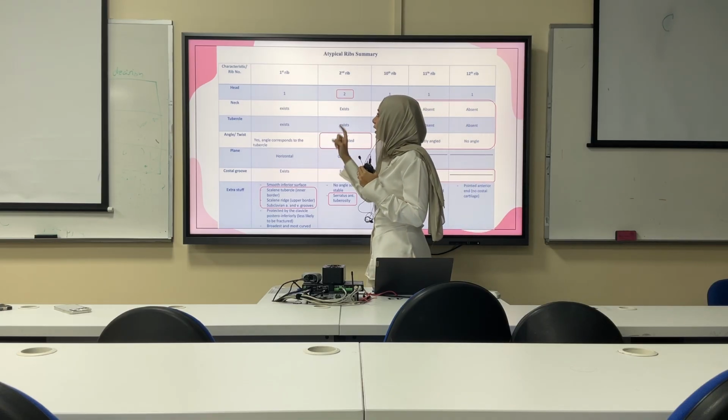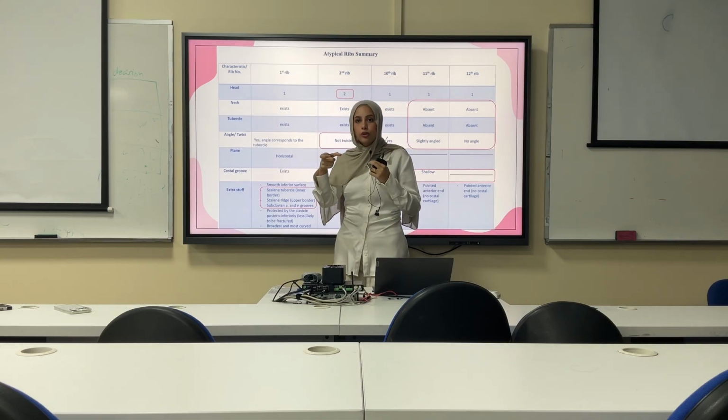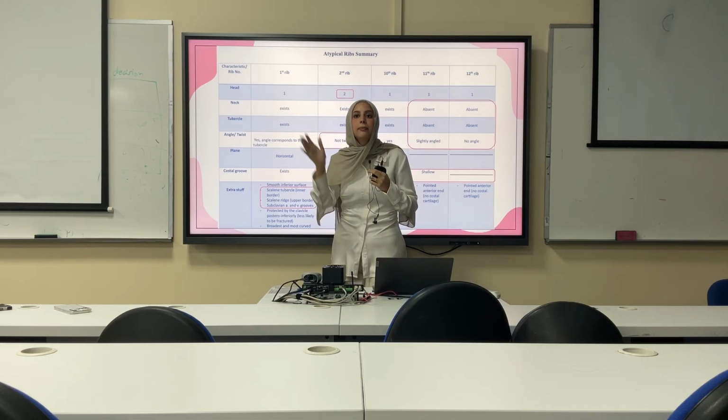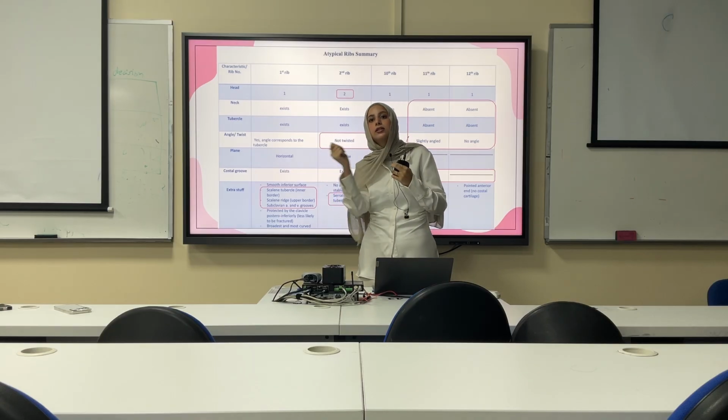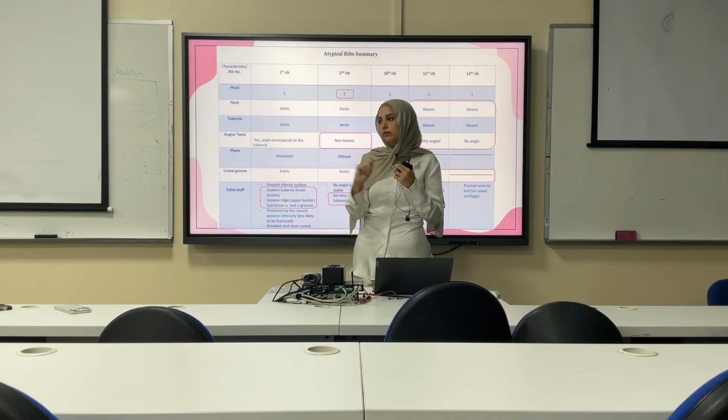And then what else? Yeah, and then the first rib, because it's so short, the angle and the tubercle are in the same place. So where the tubercle is, the angle is. This is where it turns around. Okay.